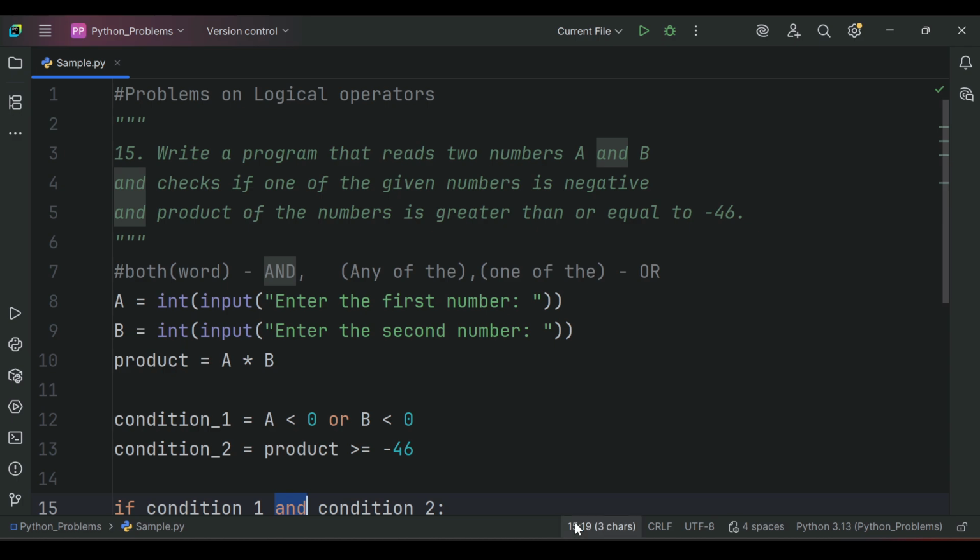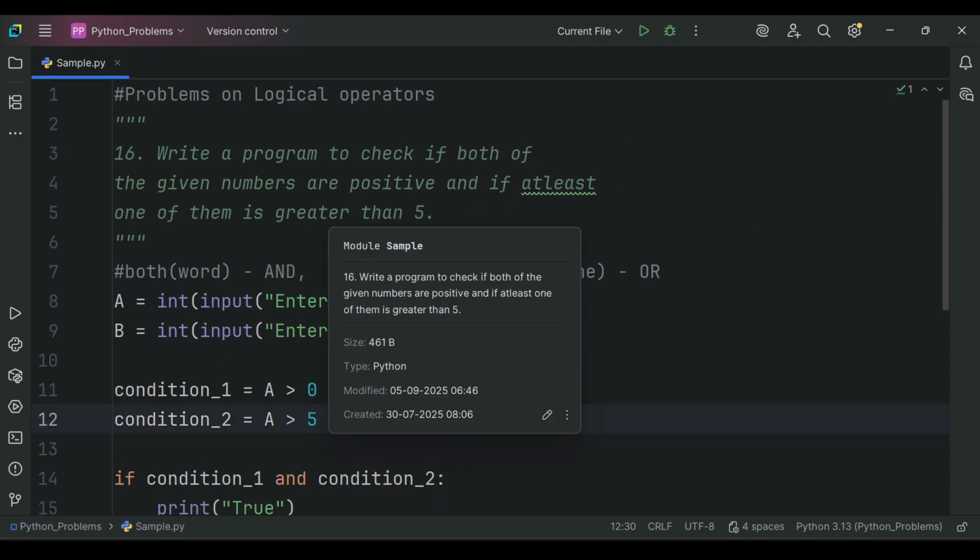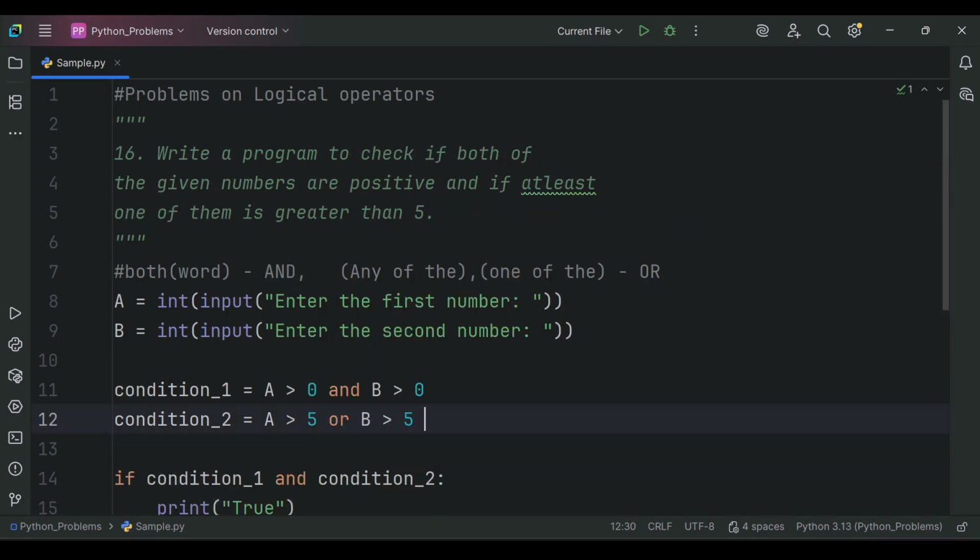Let's look into another problem. Friends, now see the 16th problem. Write a program to check if both of the given numbers are positive. Here he gave two numbers. Here what word did he use? If it says both, it indicates the AND symbol. The given numbers should be positive.